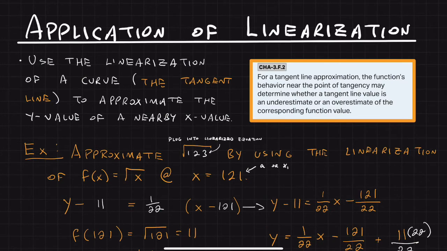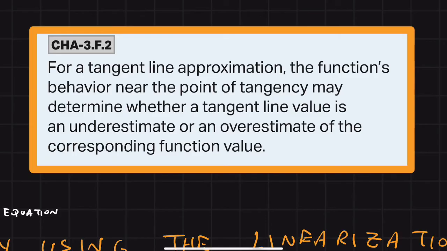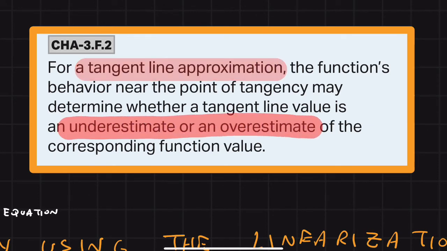Showing whether your estimate is an overestimate or an underestimate is actually pretty important. So important that the College Board actually has a standard for this. Standard CHA-3.F.2 says, for a tangent line approximation, the function's behavior near the point of tangency may determine whether a tangent line value is an underestimate or an overestimate of the corresponding function value. The key takeaway here is that using a tan line to approximate a value, you'll either end up with an underestimate or an overestimate, unless the function itself was linear.